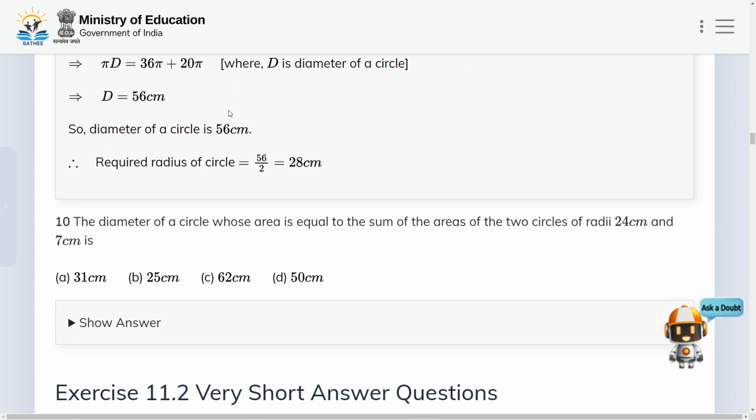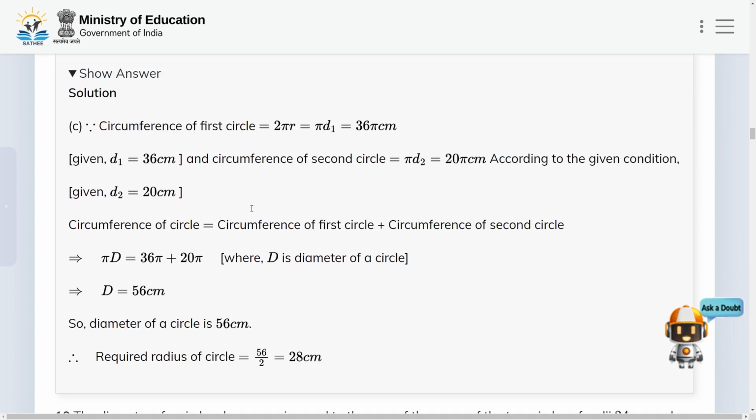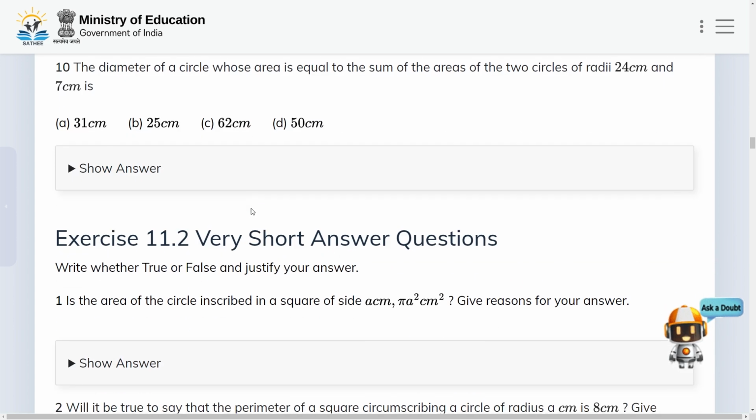So the diameter of the circle is 56 centimeter. Okay, so therefore required radius of circle is equal to 56 by 2, that is 28 centimeter. So here the correct answer is option number C. And now let us move to next problem.